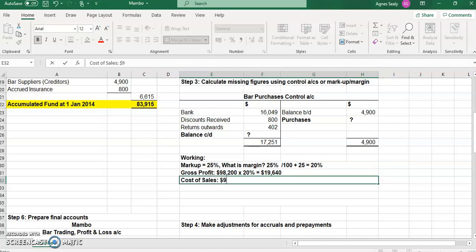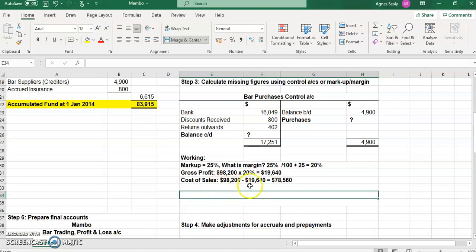So sales of 98,200 minus my gross profit of $19,640 would give me cost of goods sold. When we subtract that, that gives us cost of goods sold of $78,560. So our cost of goods sold is $78,560.